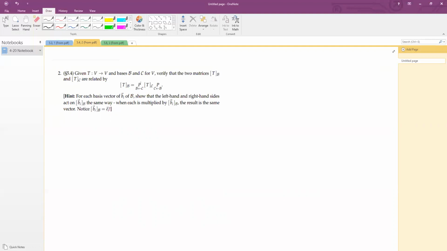So we're using these two change of base matrices here, P from B to C and P from C to B. And then we're given a hint too. I think one of the helpful things this hint gives us, and you can pause and read it, is that B of I is essentially what we're worried about here.